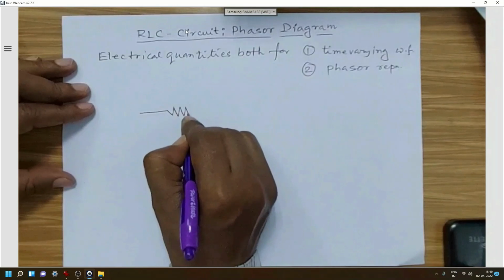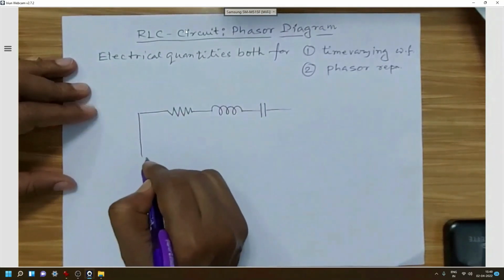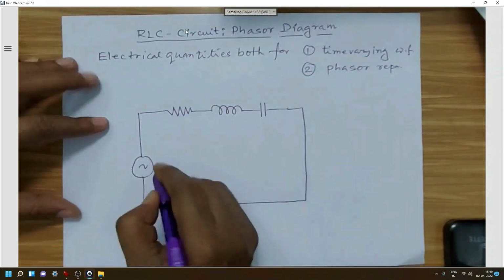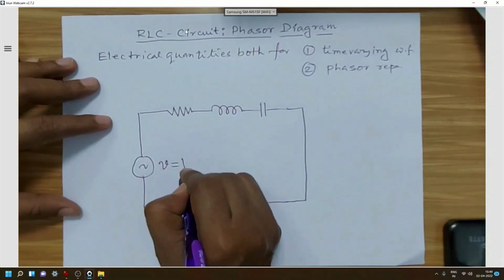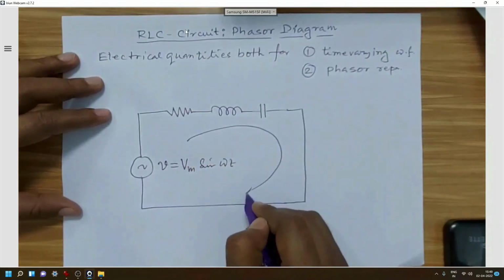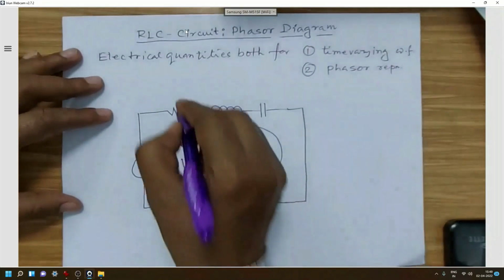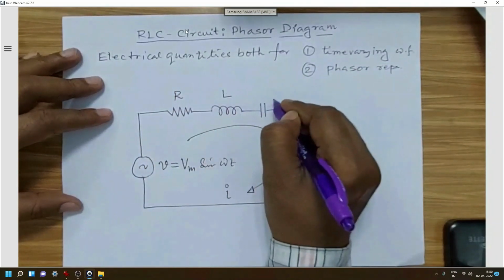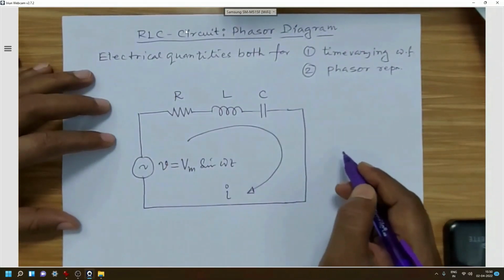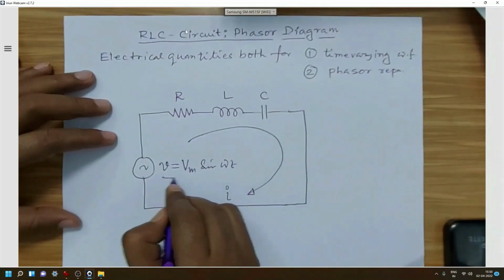So if we draw one series RLC circuit and feed that series RLC circuit by one sinusoidal waveform, that is V equal to Vm sin omega t, say, then one current will be flowing through this circuit, and that will be, say, I. Now the resistance is R, inductance is L and capacitance is C. Those three will exhibit their own property towards this sinusoidal excitation.